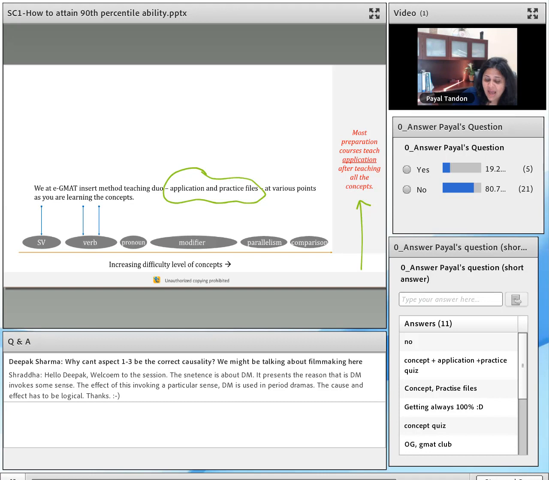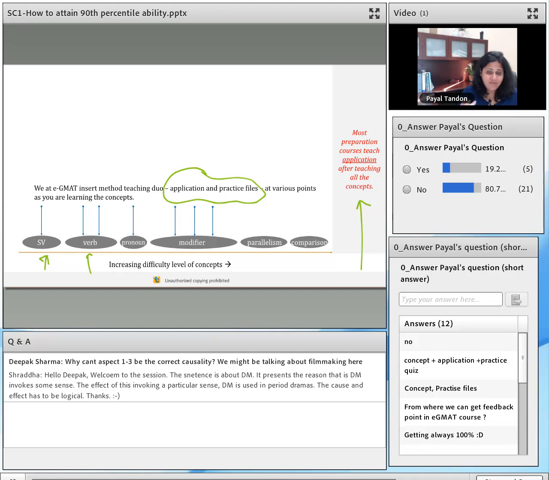When you come to verbs, as you are learning the verbs concepts, you will get questions that have only subject verb and verb-based errors. That is the beauty of going through the e-GMAT course, because you learn the application as you are learning the concepts, which means you don't have an overload of concepts. Because when you learn application at the end of the game, you feel, oh my goodness, which concept should I apply? That happens only because you haven't learned application while learning the concepts.